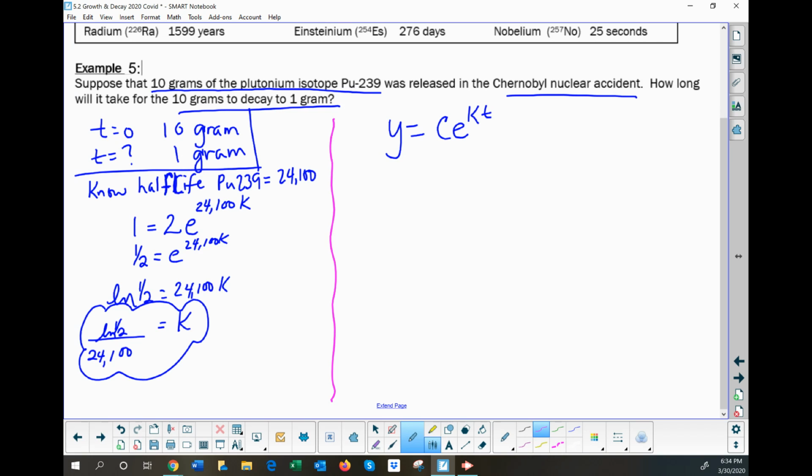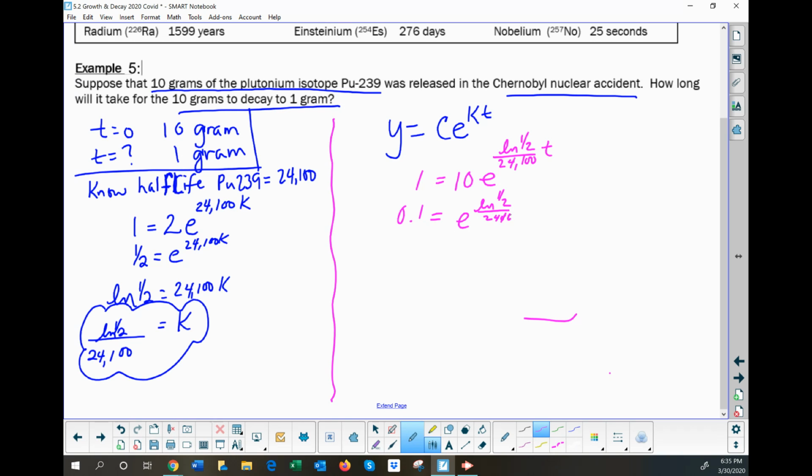So it wants to know how long it's going to take to go from 10 grams down to 1 gram. So I know I started with 10. I want to finish with 1. I have my k value, natural log of 1/2 divided by 24,100, times the amount of time it took. Okay, now divide by 10 and we have 1/10, or let's just go 0.1. How about that? 0.1 equals e to the natural log of 1/2 divided by 24,100 t.